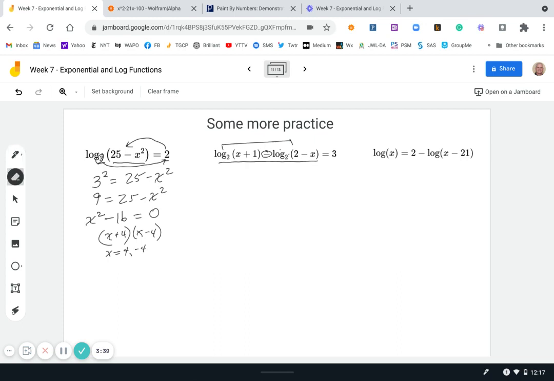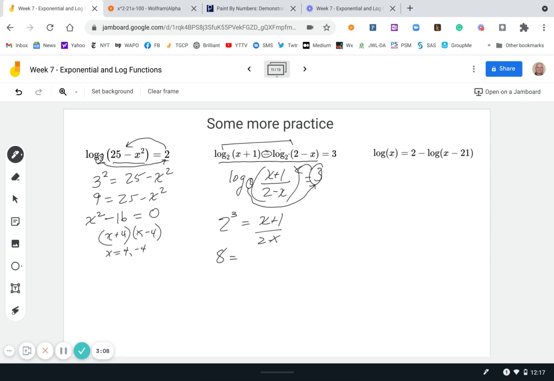So log base 2 of x plus 1 divided by 2 minus x equals 3. Okay? And again, we say 2 raised to the 3 power equals the expression. 2 raised to the 3 power equals x plus 1 over 2 minus x. So how do we solve that? That's 8. 8 equals x plus 1 over 2 minus x.